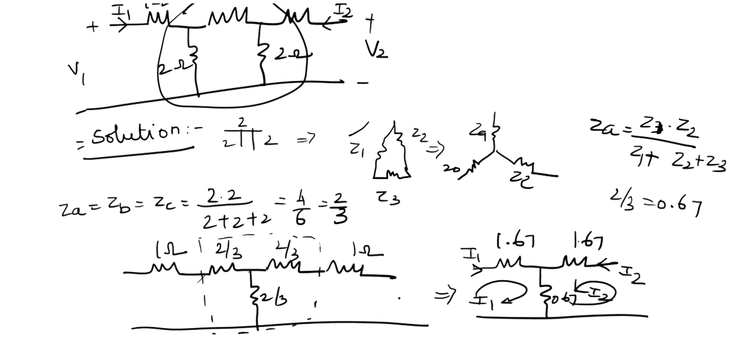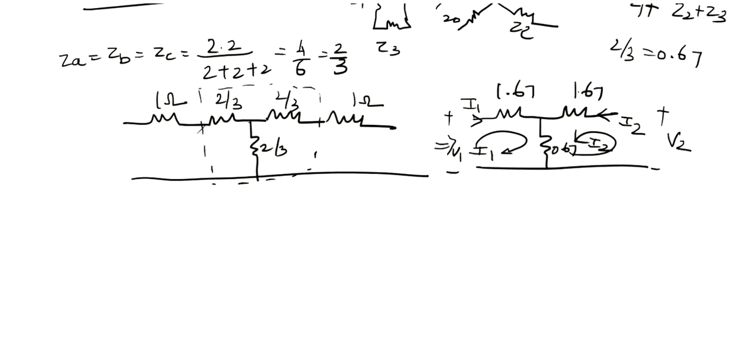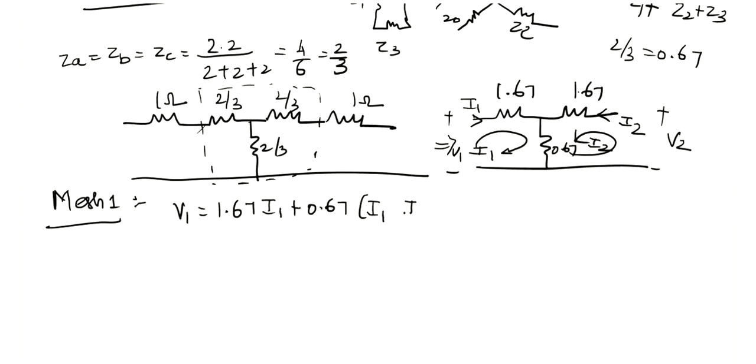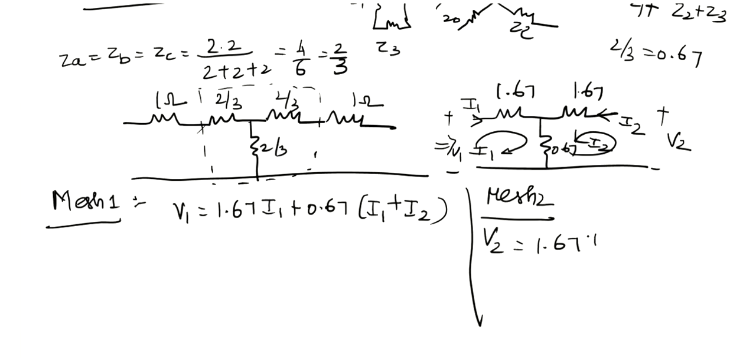Okay, now start with the KVL. As usual, the voltage will be V1 plus minus V2. And now the equations for the two loops. Mesh 1, active element: V1 will be equal to 1.67 I1 plus 0.67 times the current involved, I1 and I2 opposite, so plus. And then for mesh 2 you are getting V2 will be equal to 1.67 I2 plus 0.67 times current I2 plus I1.